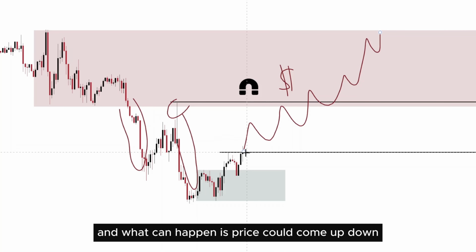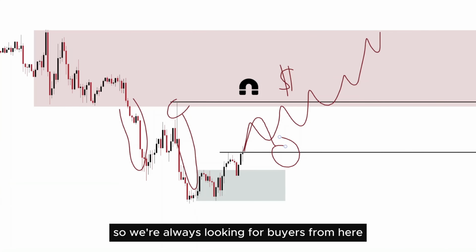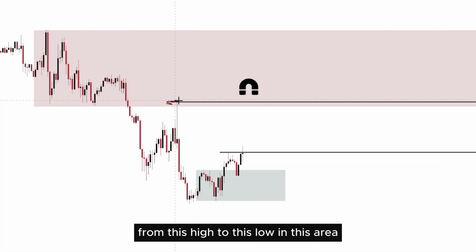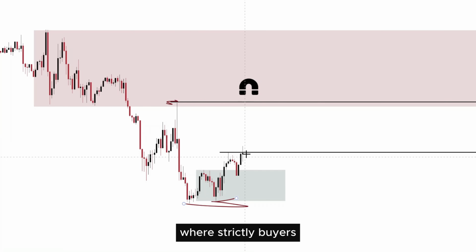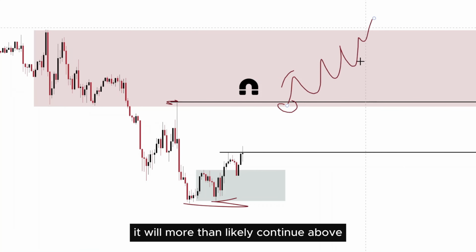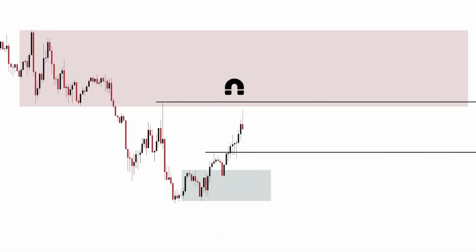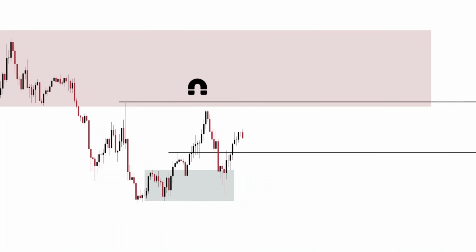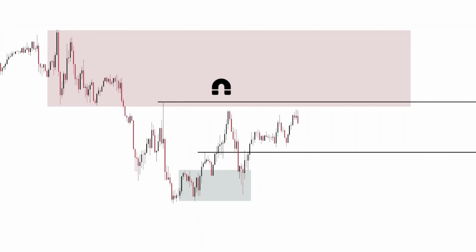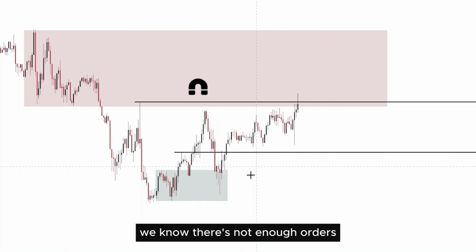And what can happen is price could come up, down, but we know we are buyers, so we're always looking for buyers. From here, from this high to this low in this area, we're strictly buyers. Why? Because once price gets to this area, it will more than likely continue above. Price made contact with our base. We know there's not enough orders.